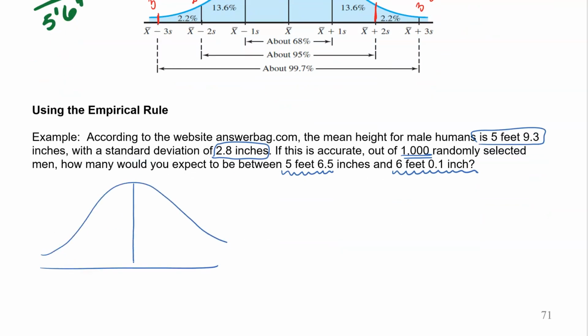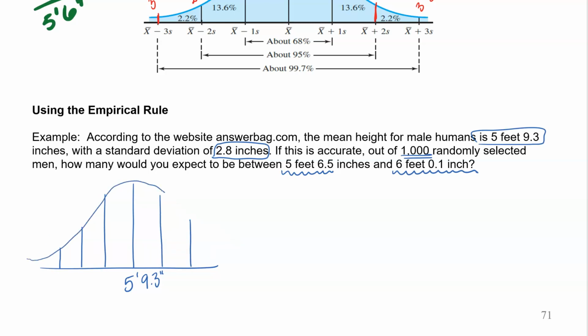And I'm going to draw a line in the middle, and that's going to represent the average. I'm going to put 5 feet 9.3 inches there. That's going to represent the middle. Okay. I'm going to draw bars on either side. So vertical lines, 3 on each side, usually is good. I would say that's the standard way you can draw this curve.